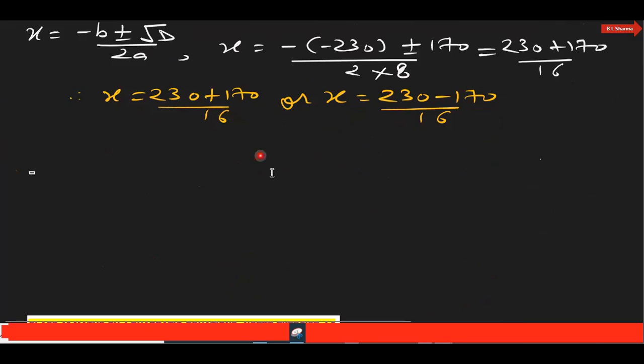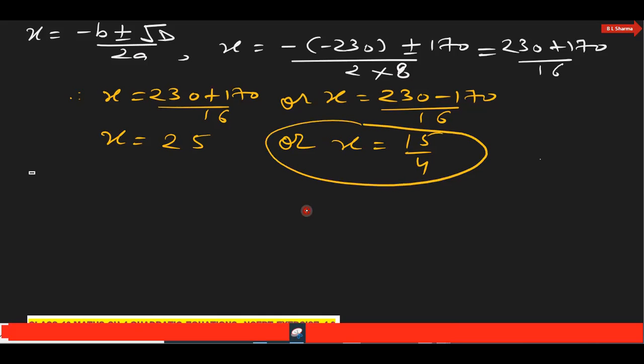it gives 230 plus 170 by 16, that is x is equal to 25, or this can be written as 15 by 4. You can simplify it. But we have to verify now. We have to verify now, neglecting 15 by 4. देखिए ये हमारा जो आंसर था, why neglecting this?